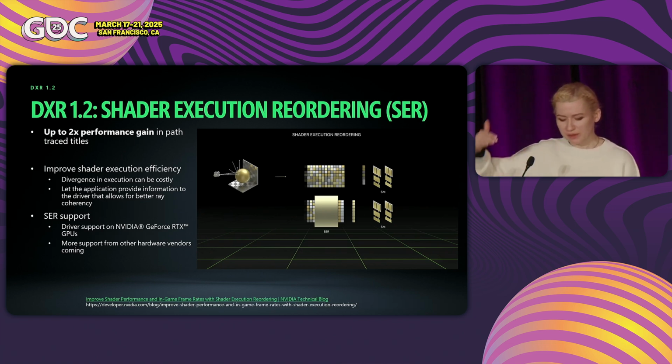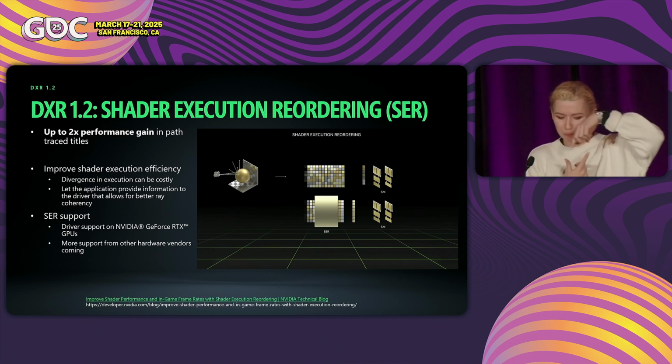It does this by letting the application tell the driver how to reorder threads in a way that improves coherence of execution. Like if you see this diagram, you've got some rays traced from the viewer to these disparate points in a scene. Since all the rays are hitting different locations, there's not much rhyme or reason behind which rays are grouped together. With SER, the rays that have similar shading get grouped together. So with more coherence, you have more efficiency.